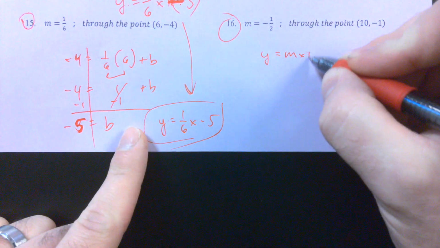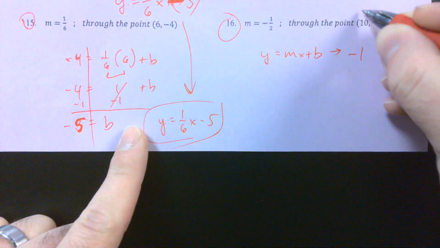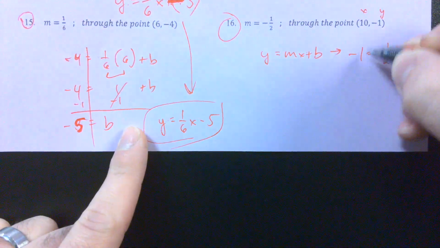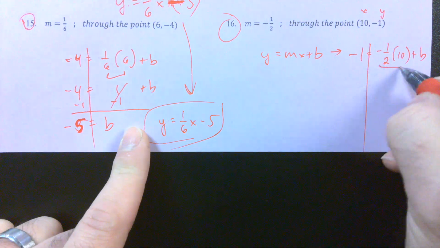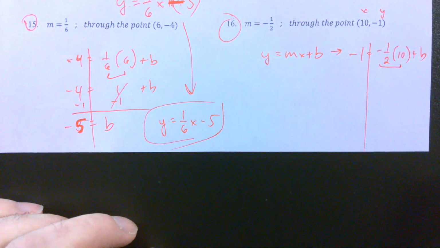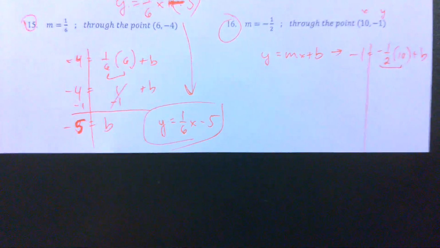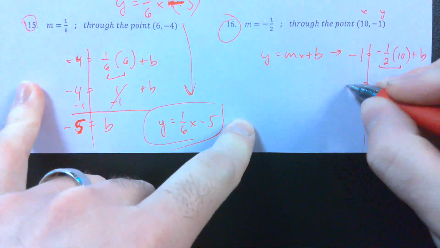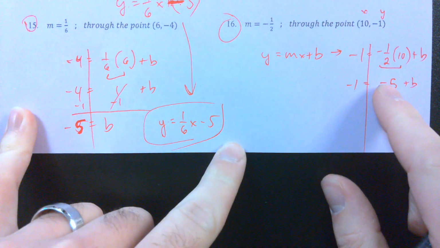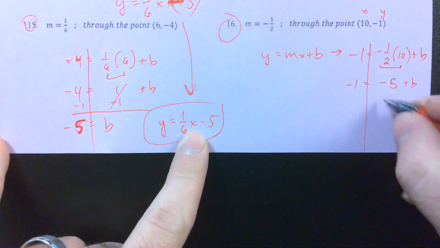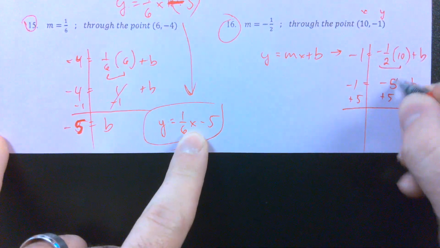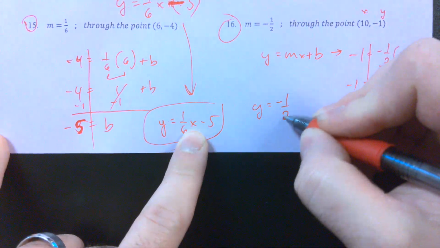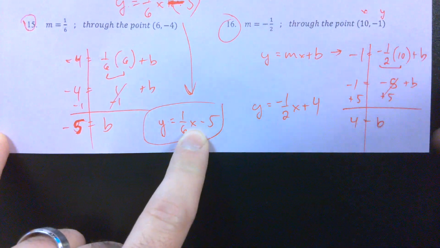y is equal to mx plus b turns into negative 1 equals negative 1/2 times 10 plus b. What's negative 1/2 of 10? Negative 5. Good. I'm glad you knew that. Because a negative times a positive gives me a negative. I'm going to add 5 to both sides. I get b is equal to 4. And my equation is y is equal to negative 1/2 x plus 4.